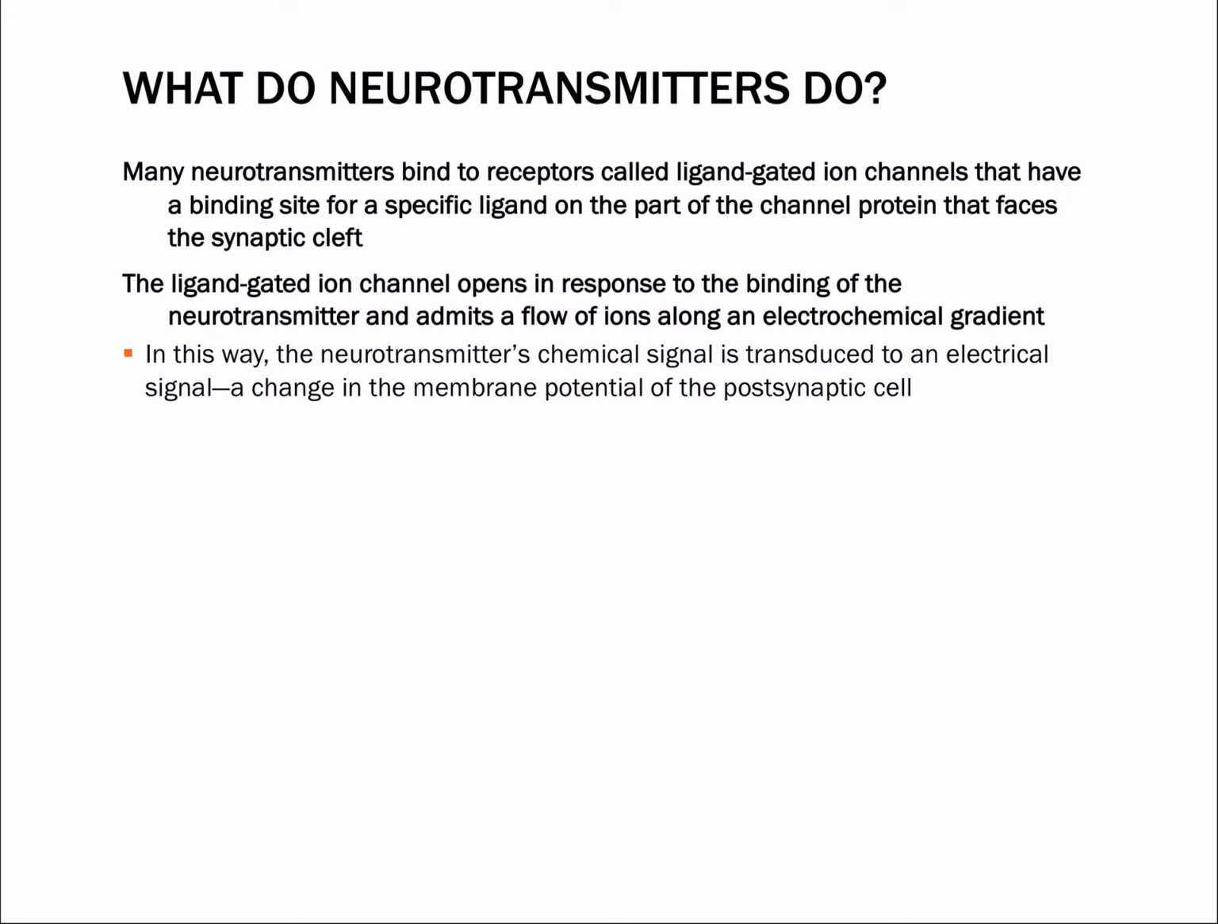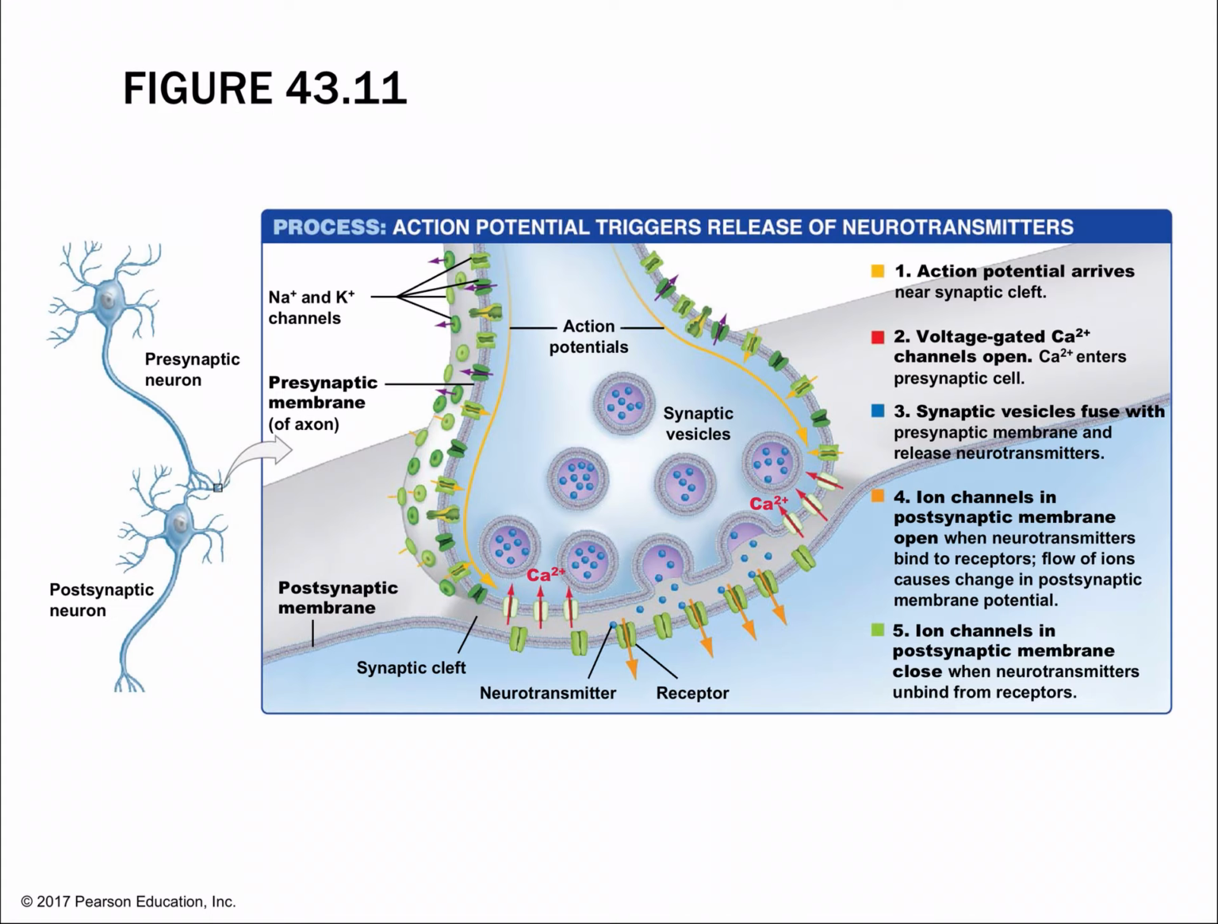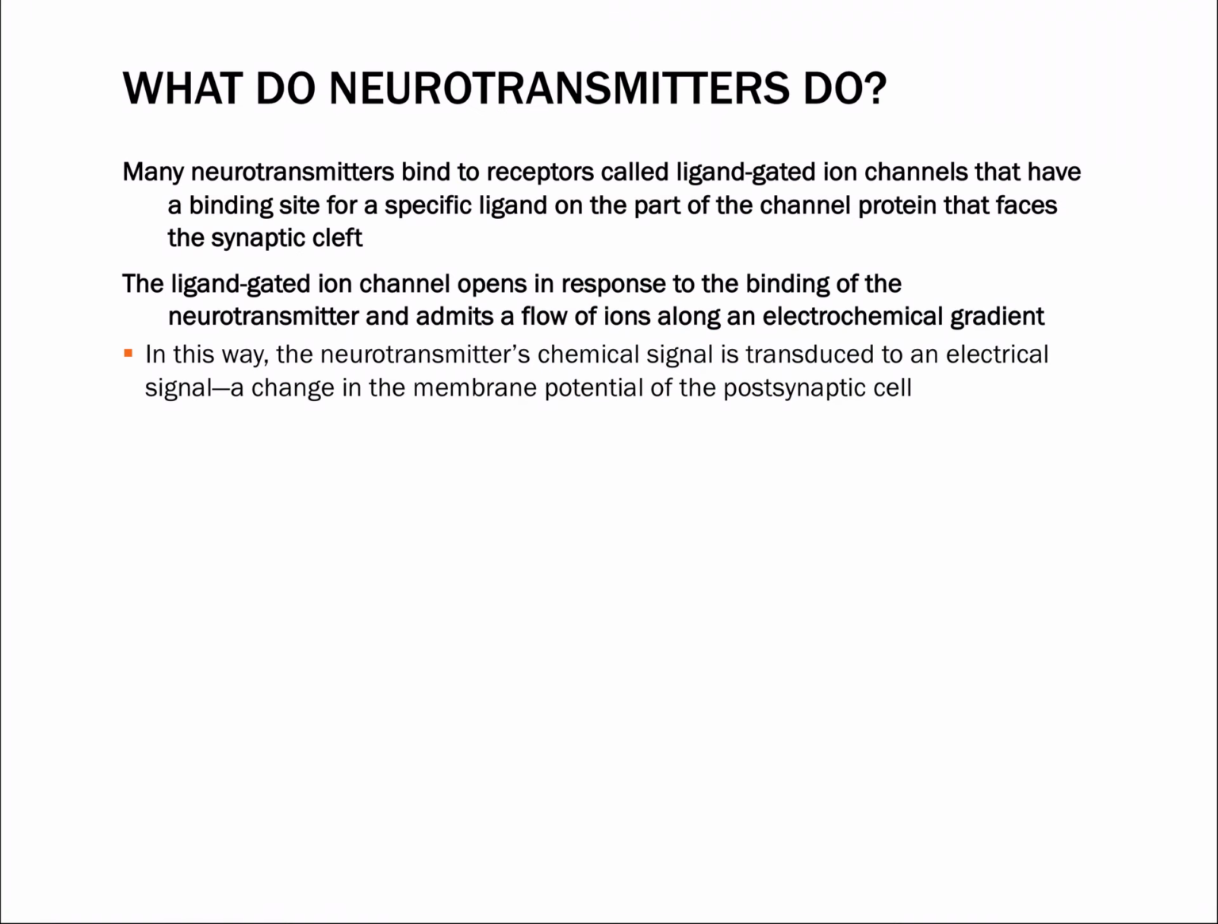Okay. So what do neurotransmitters do? Again, they bind to receptors called ligand-gated ion channels that have a binding site for a specific ligand on the channel protein that faces the synaptic cleft. So that's what's happening here. They're binding to these ligand-gated protein channels. The ligand-gated ion channels open in response to the neurotransmitter and permit a flow of ions along the electrochemical gradient. Okay, so that's how we transduce the electrical signal to the postsynaptic cell.